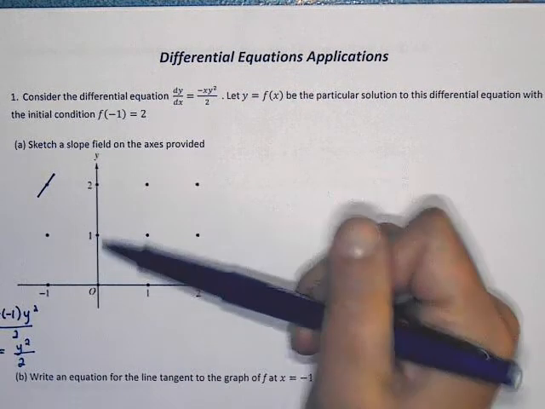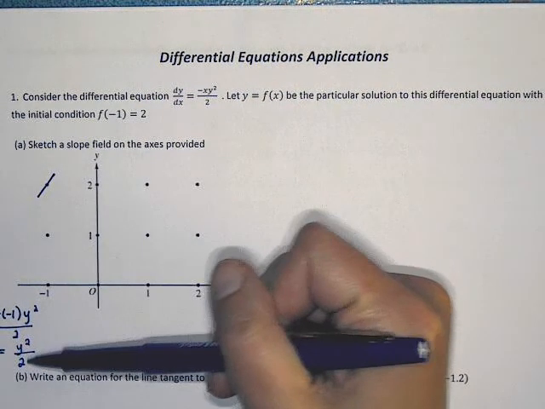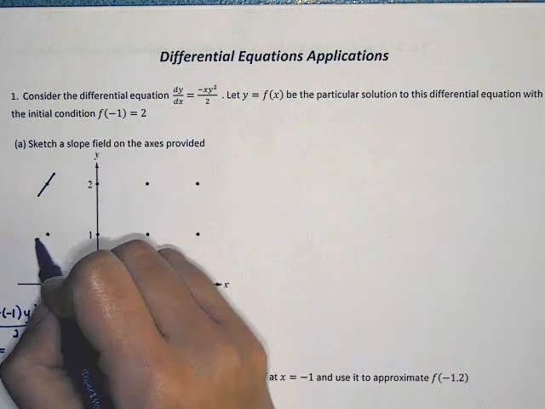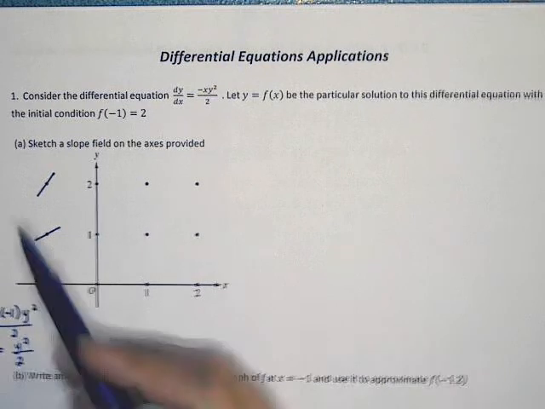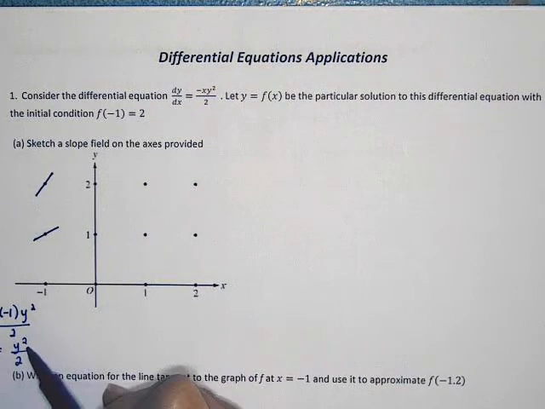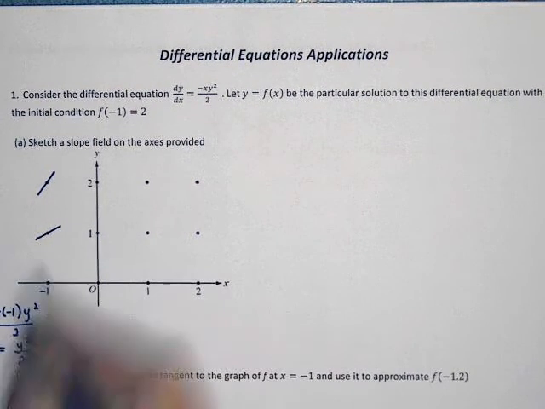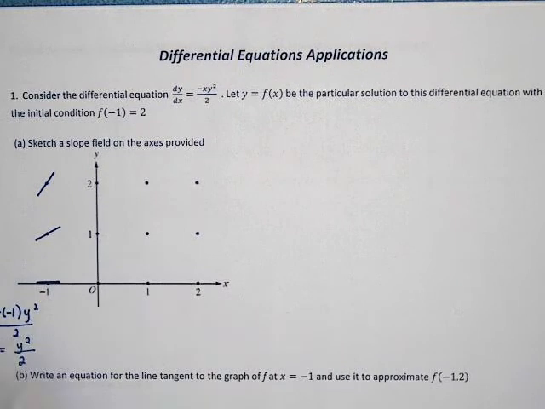Here, the y value is 1. 1 squared is 1, divided by 2 is a half. Here, I'm going to make a flatter uphill slope. Here, the y value is 0. 0 squared is 0, divided by 2 is 0. We're going to have a horizontal slope.